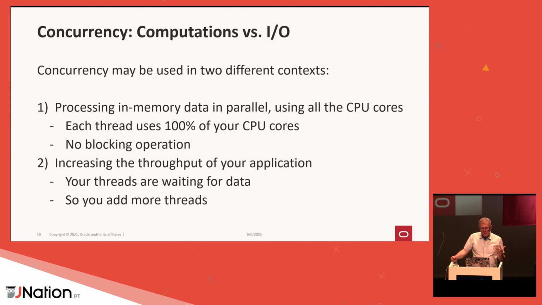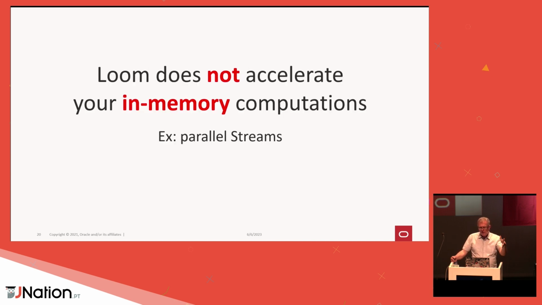So the first thing you need to understand is that Loom is targeted at the second use case, increasing throughput. Do not use Loom for your in-memory computations because it will not give you anything. So using virtual threads to run a parallel stream, for instance, is useless. Don't do that. You will probably decrease your performance instead of increasing it. Loom is really for I/O, and as of now, network I/O more than disk I/O. Okay.